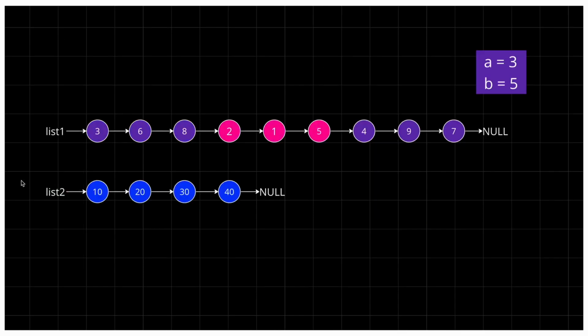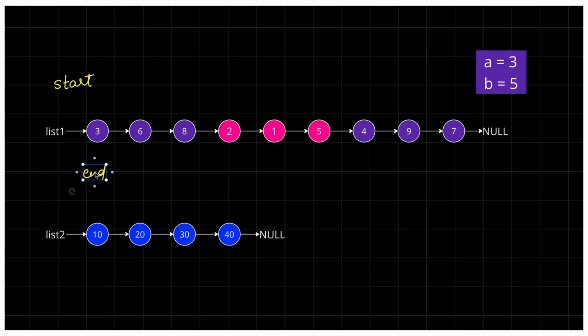Okay, so let's look at this. What we'll do is take 2 pointers. One will be the start and another pointer will be the end, right? Let's say end is pointing to this first node. Now what will I do? I'll basically run a loop from i equals 0 to less than or equal to 5, right?